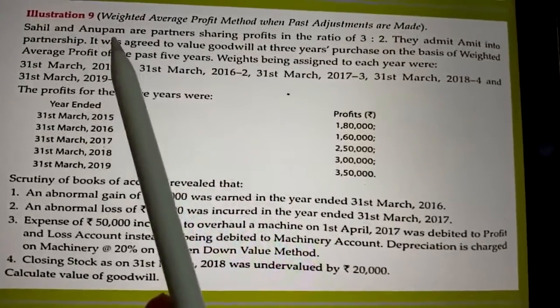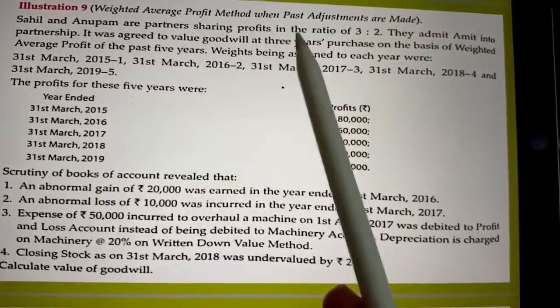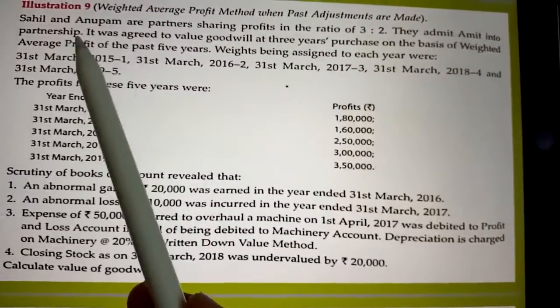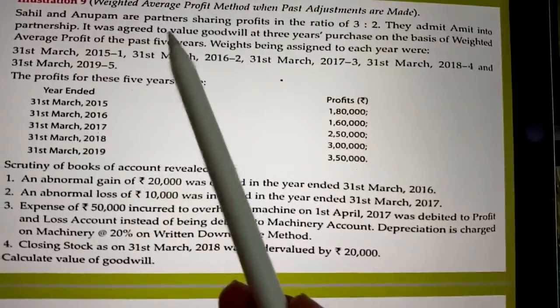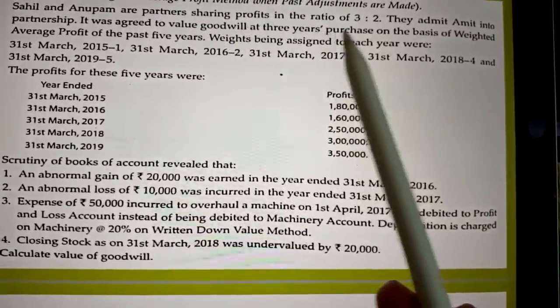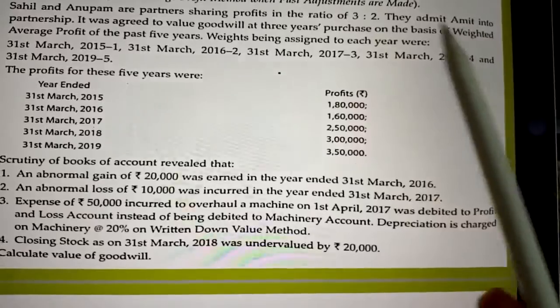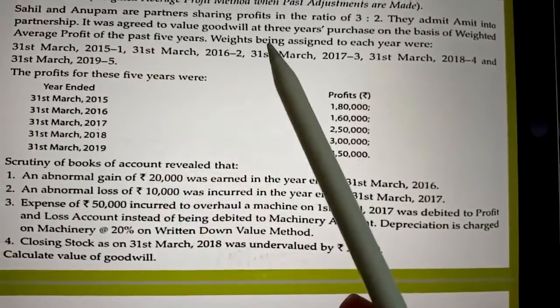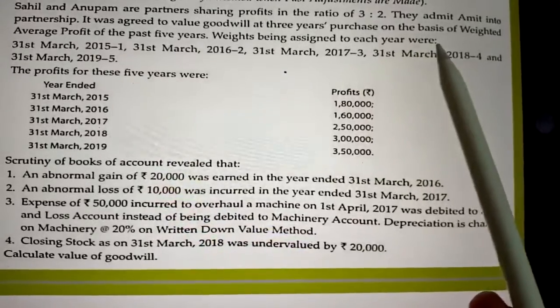Sahil and Anupam are partners sharing profits in the ratio of 3:2. They admit Amit into the partnership. It was agreed to value goodwill at 3 years' purchase on the basis of weighted average profits of the past 5 years. Weights assigned to each year were as follows.